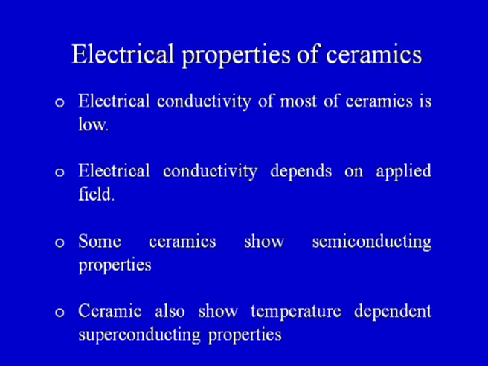So we have seen that there is a wide variety of ceramics, with one or two elements combined together to make a single ceramic material, and there are large families of ceramic materials, as we have seen in lecture 1 in the classification based on the composition. We have seen silicates, non-oxides, oxides and glass ceramics. Within each we have a large number of further categories of ceramics. So some of the ceramics show semiconducting properties, and ceramics also show temperature dependent superconducting properties.